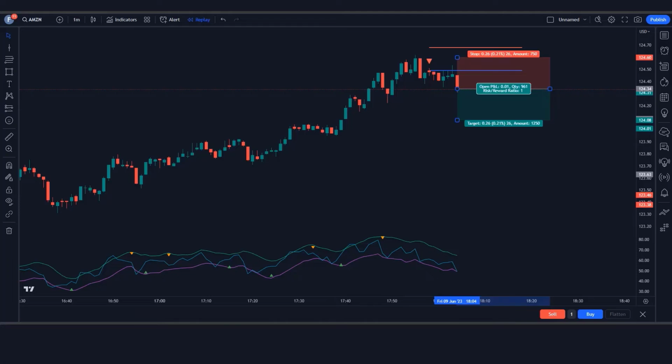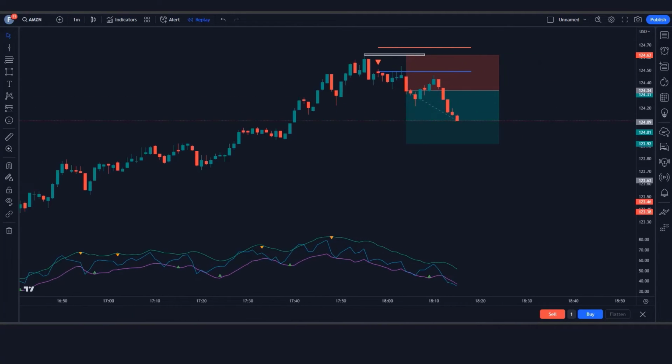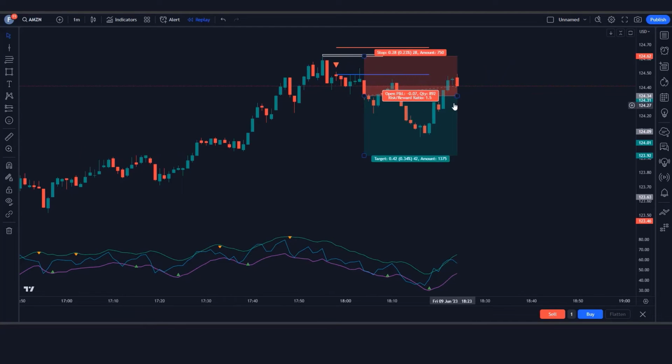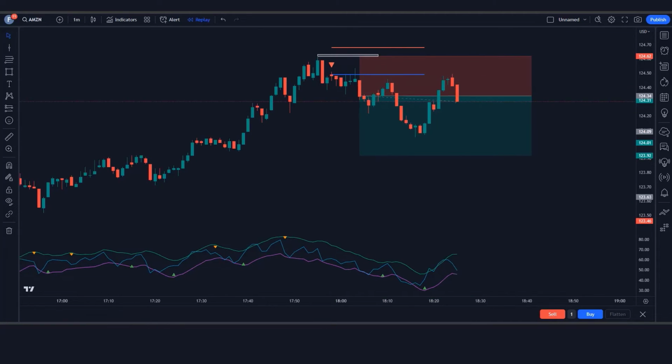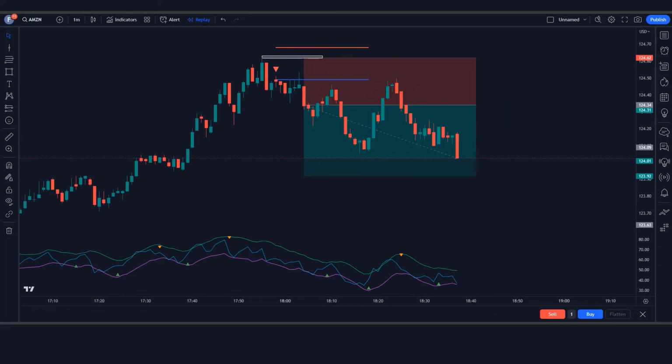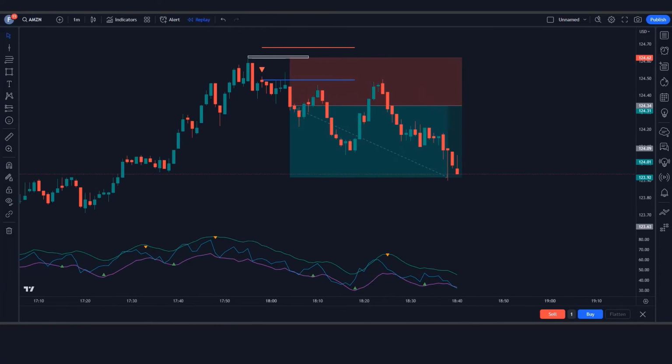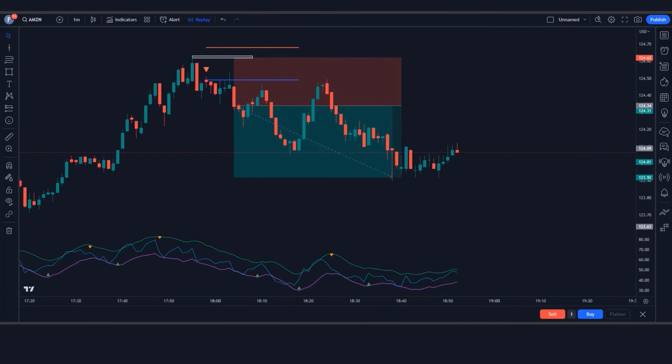Our stop loss is to be placed at the high of the previous candle, and the risk to reward ratio will be 1:1.5. Let's see what happens to our trade. We have won the trade. Now let us understand the trade on the 5-minute timeframe chart.